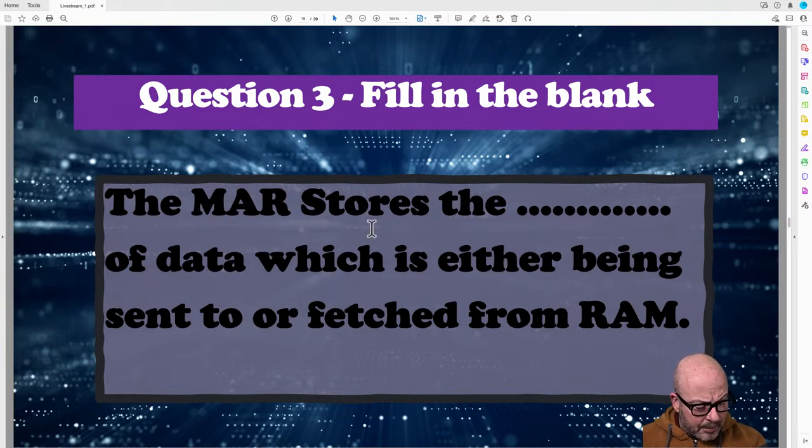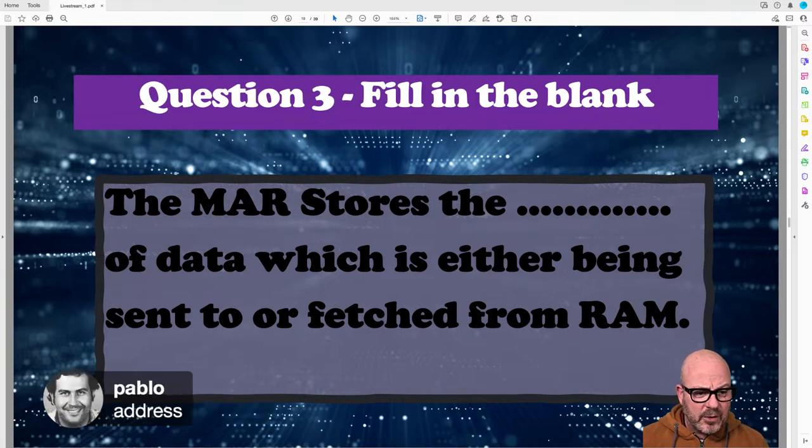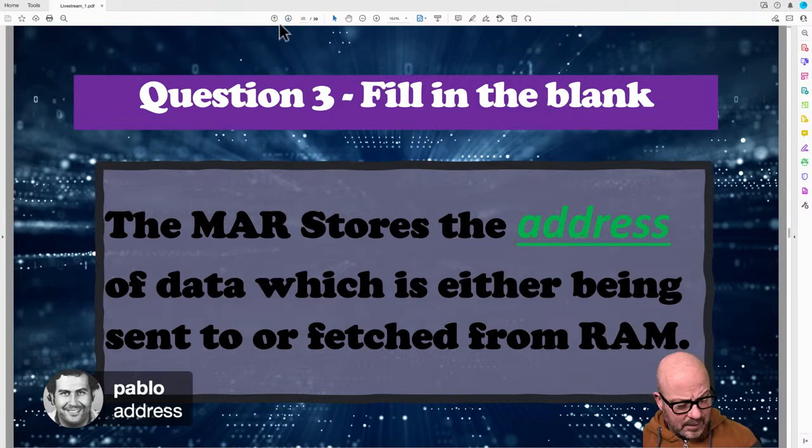So the MAR stores the of data, which is either being sent or fetched to RAM. Paul Burner has come in like a squirrel up a tree with a dress. What do we think? Do we like this? Super quick. We've got Jelly, Decent and Pablo with a dress. You're all addressing. I think the answer is a dress. That is outstanding.